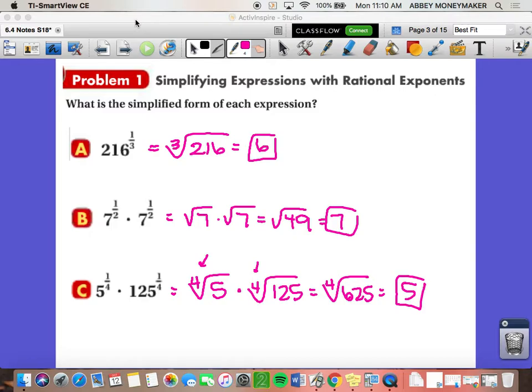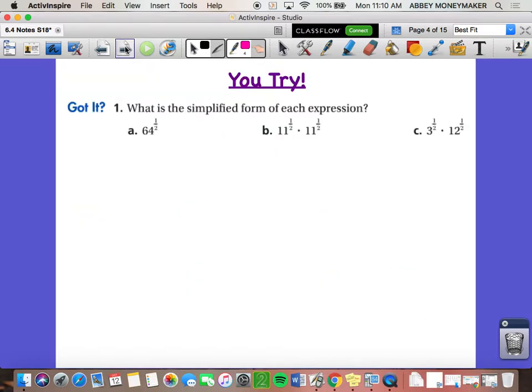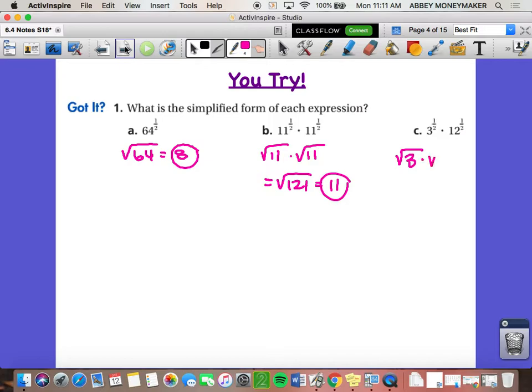So just getting comfortable with that relationship of the two going back and forth. And if you want to practice that here, we encourage you to do so. That's the square root of 64, which is 8. This would give you the square root of 11 times the square root of 11, which equals the square root of 121, which is in fact 11. And on this last one, that would give you the square root of 3 times the square root of 12. That's the same index, so I can multiply those together to give me the square root of 36, which is in fact 6.